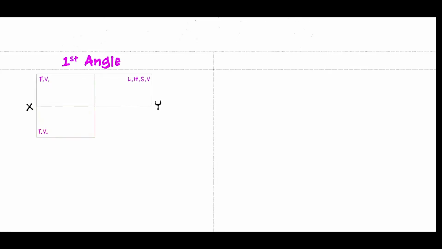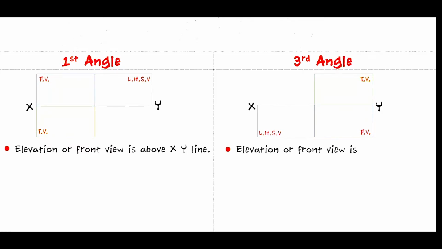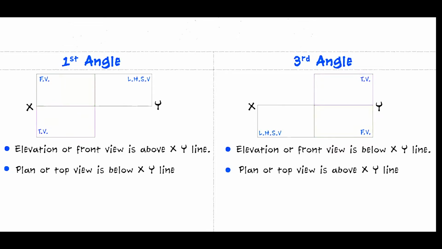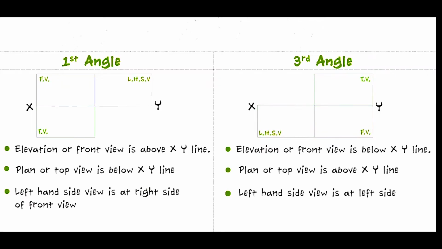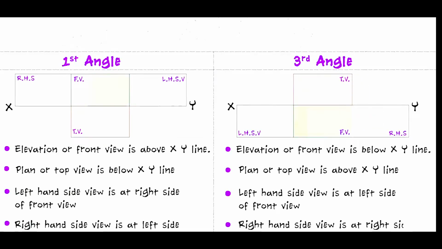Now let us understand the difference between the first angle method of projection and the third angle method of projection. In first angle, the elevation or front view is above the XY line, whereas in third angle it is below the XY line. Plan or top view is below the XY line, whereas in third angle it is above the XY line. The left hand side view is at the right side of the front view, whereas in third angle it is at the left side of the front view. The right hand side view is at the left side of the front view, whereas in third angle it is at the right side of the front view.